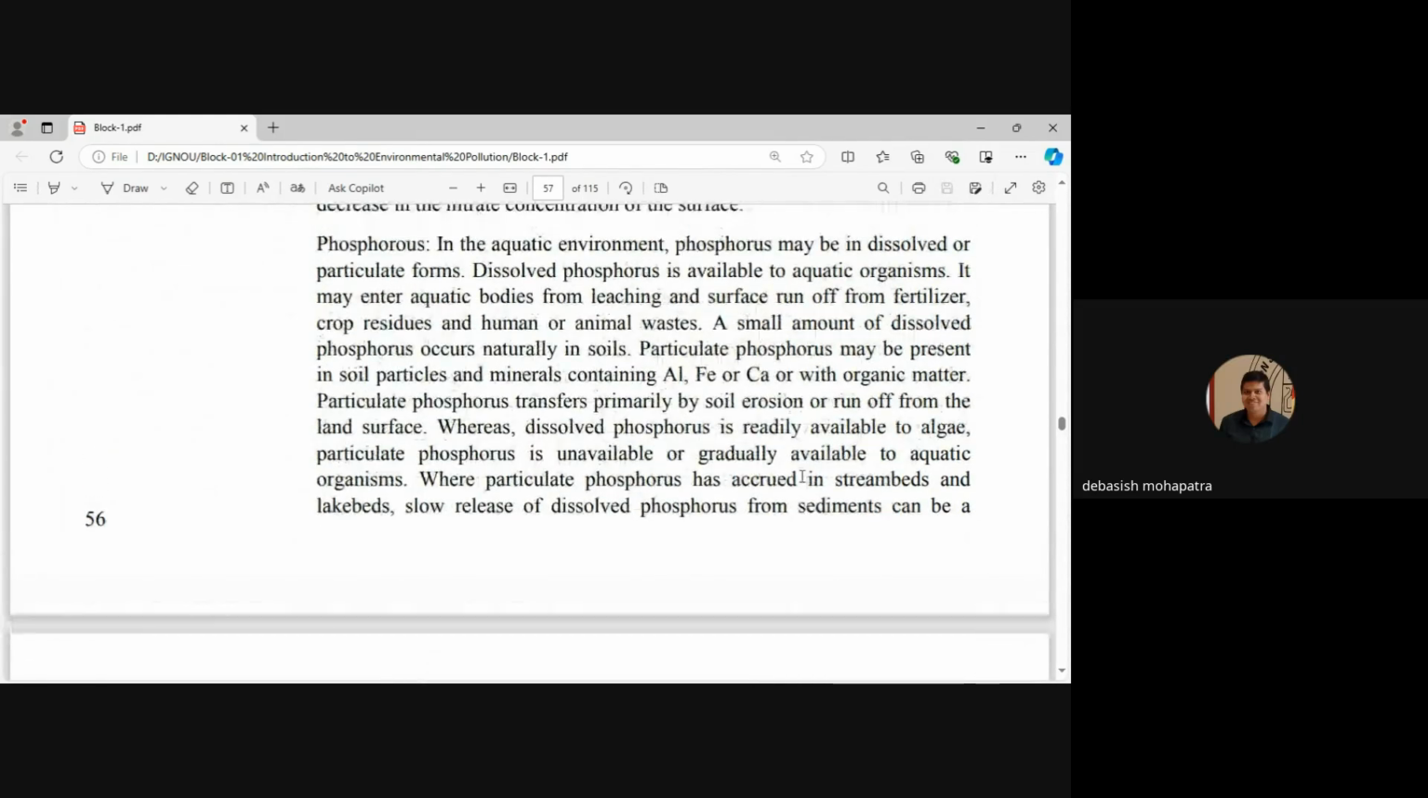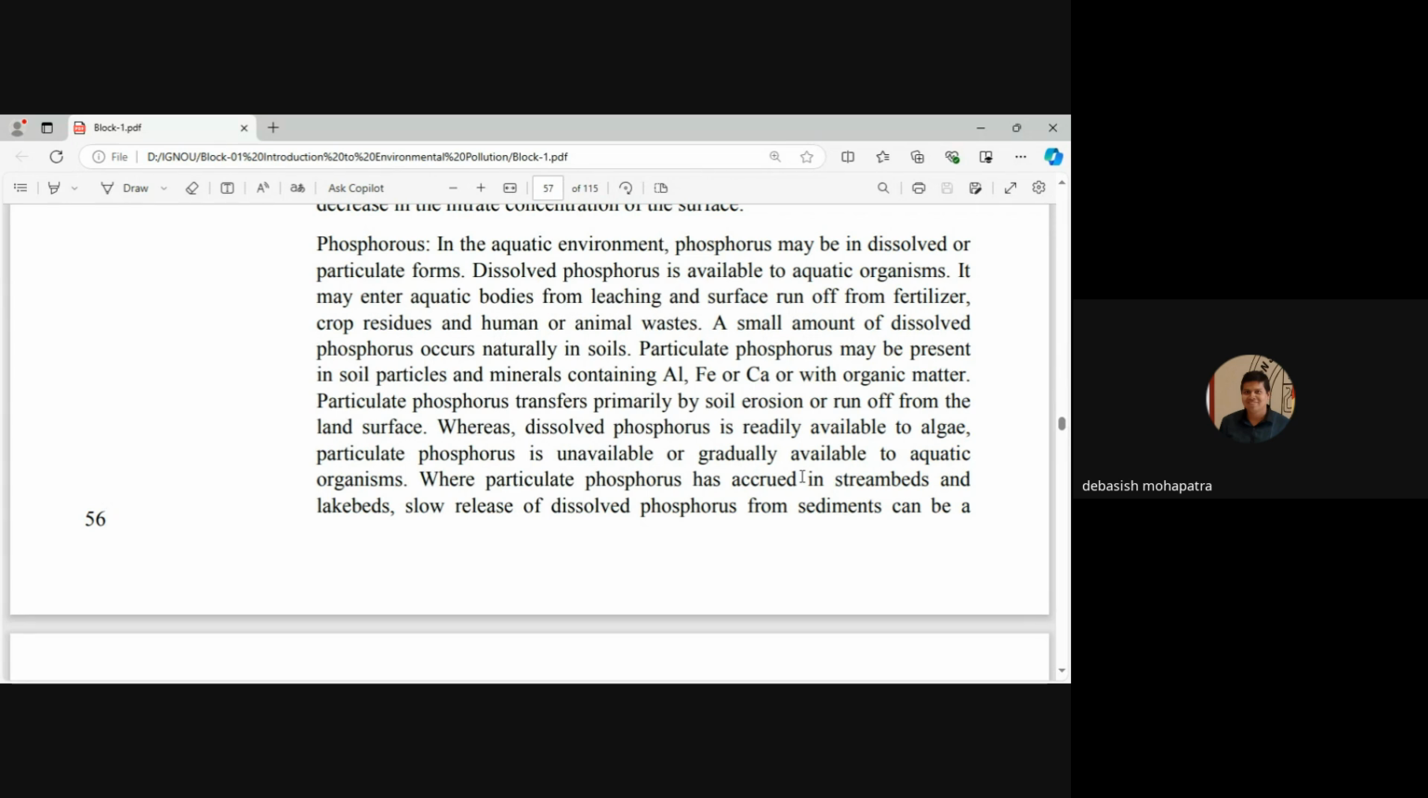Then phosphorus. Phosphorus may be in dissolved or particulate form. Dissolved phosphorus is available to aquatic organisms. It may enter aquatic bodies from leaching and surface runoff from fertilizers, crop residues, and human or animal waste. A small amount of dissolved phosphorus occurs naturally in soil. Particulate phosphorus may be present in soil particles and minerals containing aluminum, iron, or calcium, or with organic matter.